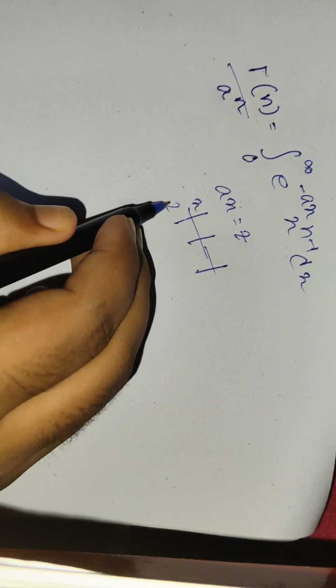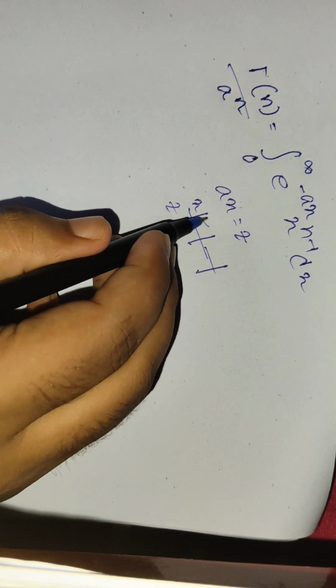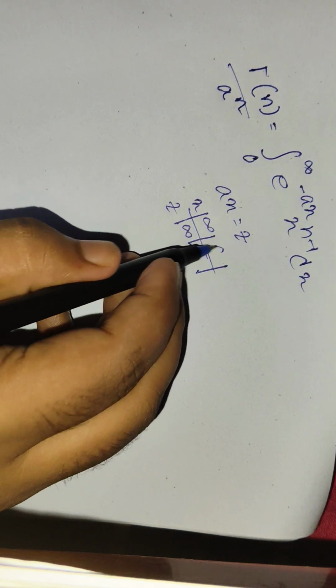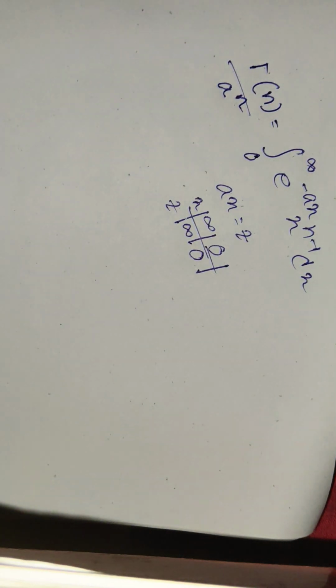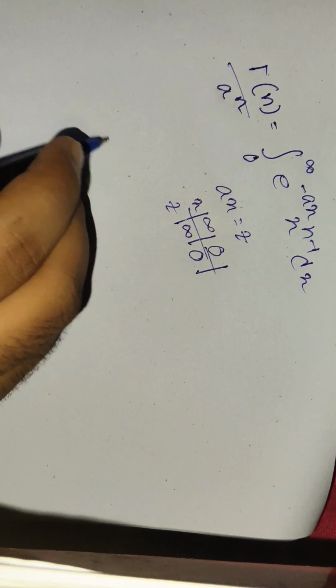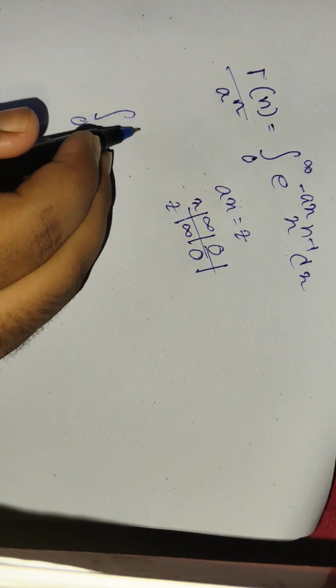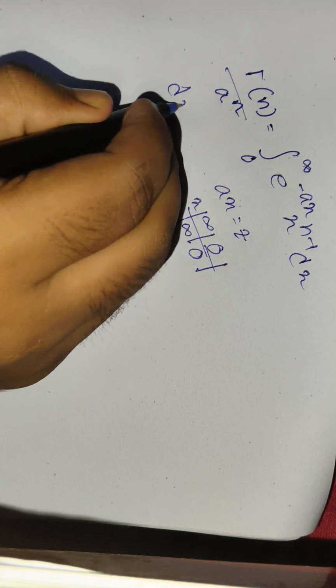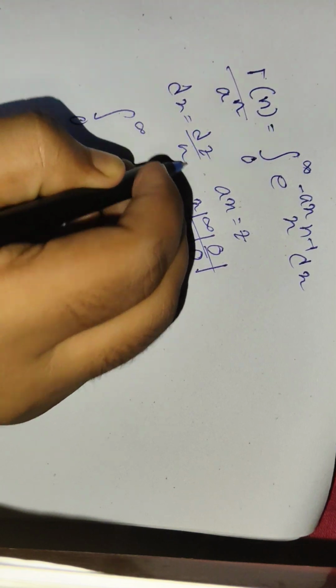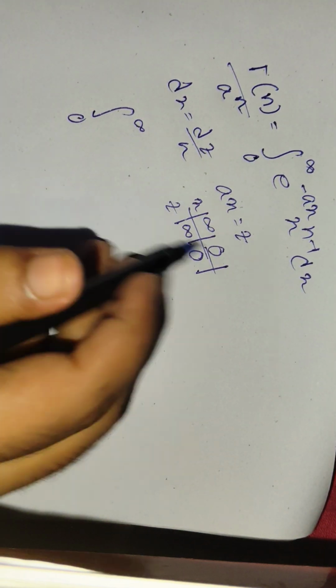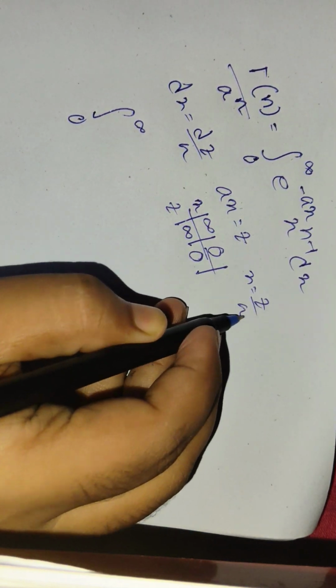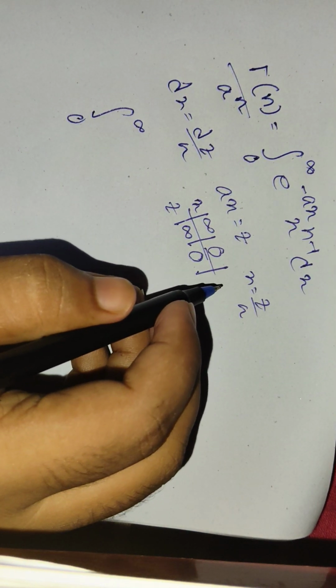Let's say this is x, this is z. If we put x equals infinity, z is also infinity. If we put x equals 0, then z will also be 0. So the limits are 0 to infinity. But what about dx? dx will be dz by a, and we can replace x with z by a. Right? Hopefully you can understand.